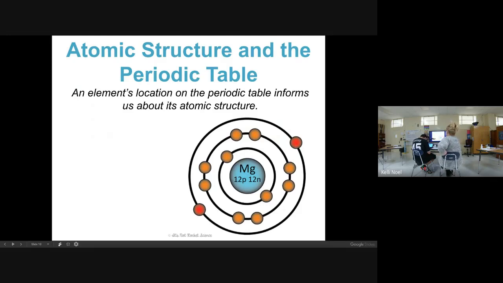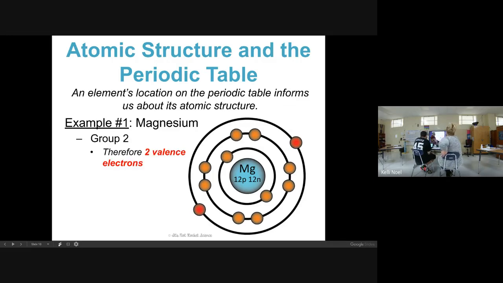All right, so here's an example of what I was talking about. Here's magnesium. If you find magnesium on the periodic table, the easiest way is to look up right here at these red dots. That's group 2. So magnesium is the second one in column 2. So it has 2 valence electrons. That's the 2 red ones.